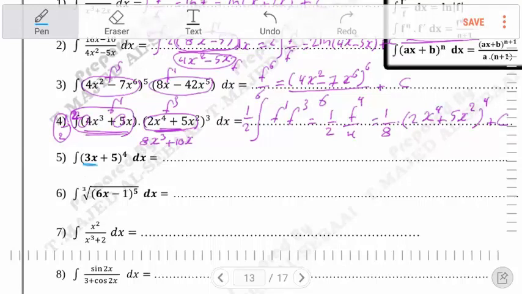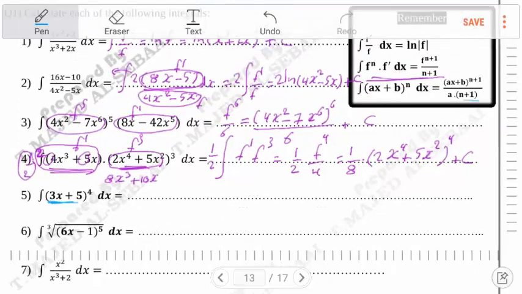This is linear. It is a linear expression to the power of 4. So how can we do it? By using this rule, by using the third rule. Okay. It will be 3x plus 5 to the power of 5 over 5 plus c. That's it.